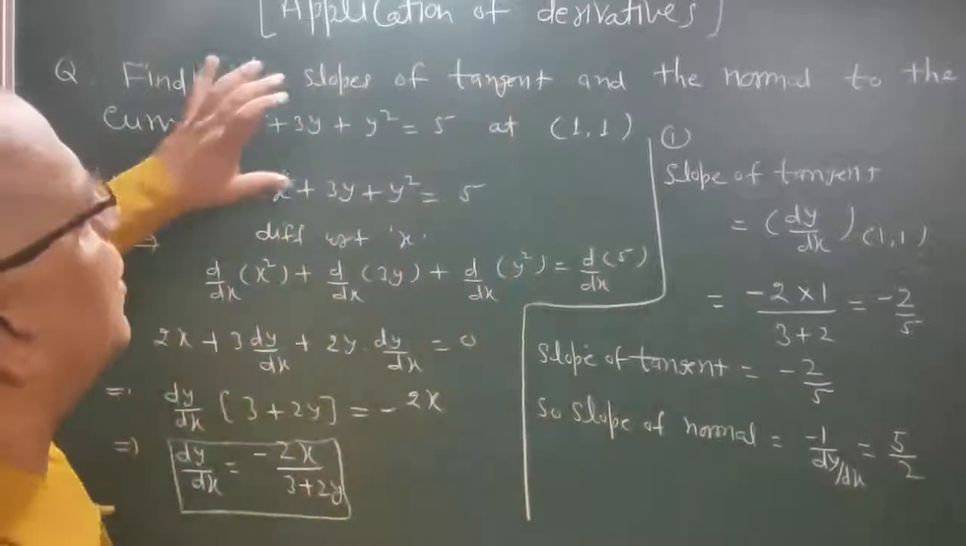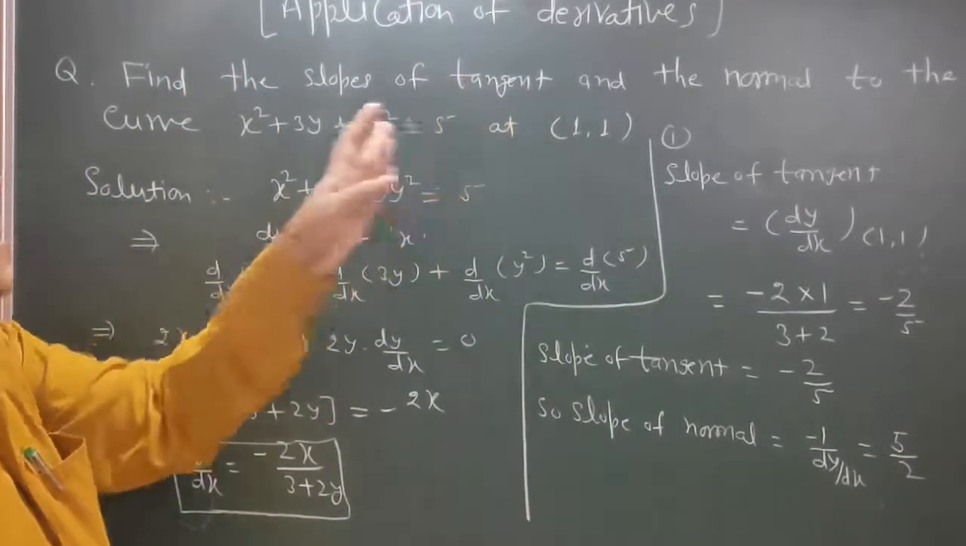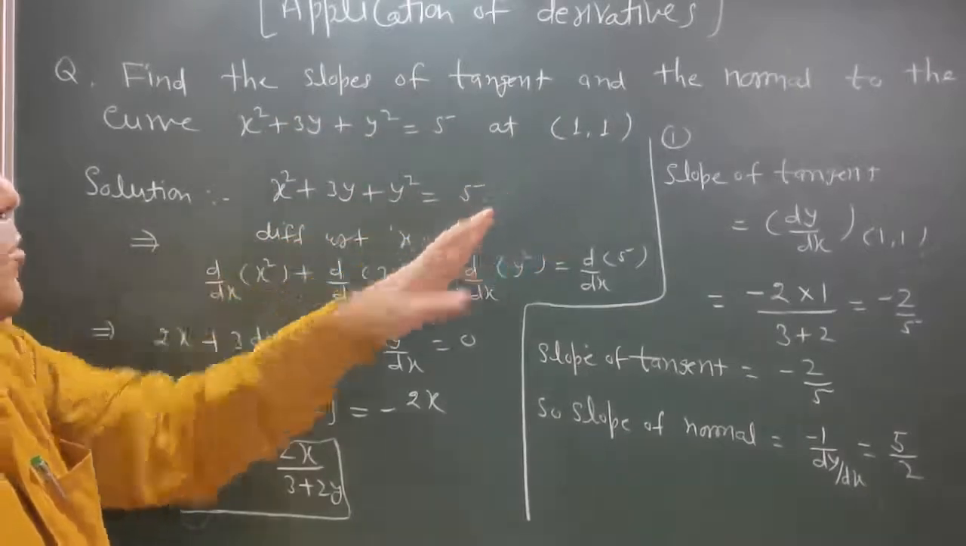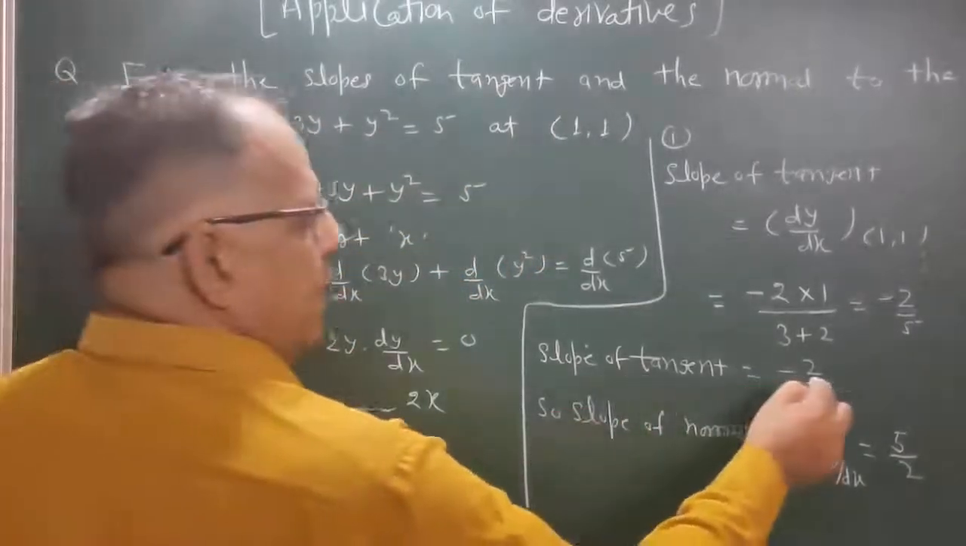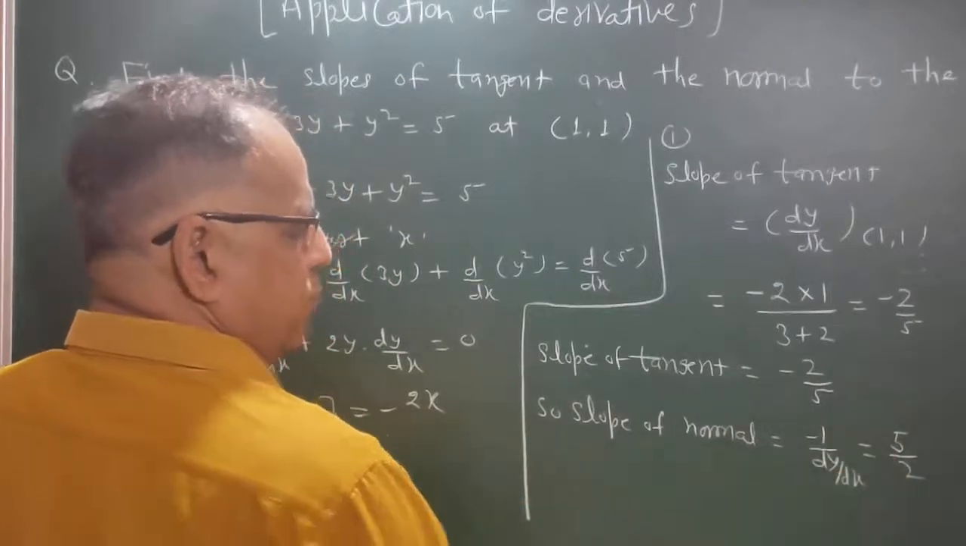So in this question we want to find the slope of tangent and normal to the given curve at the point 1, 1. So the slope of tangent is given by minus 2 upon 5 and the slope of normal is given by 5 upon 2.